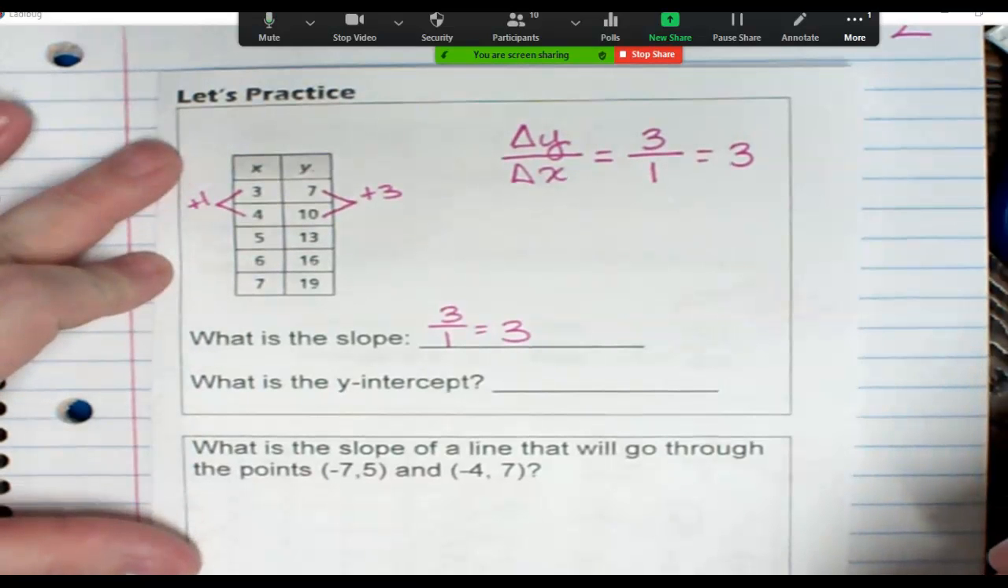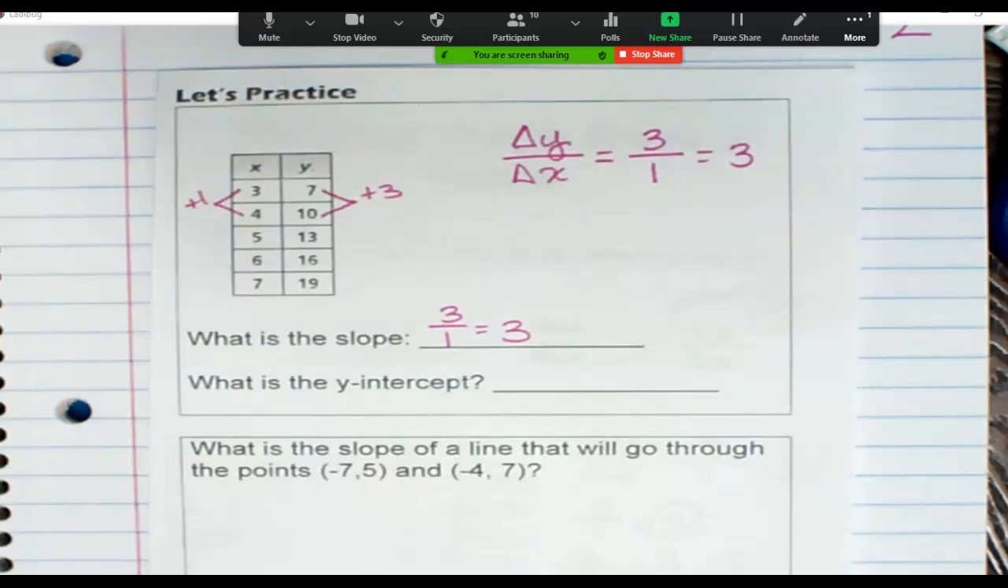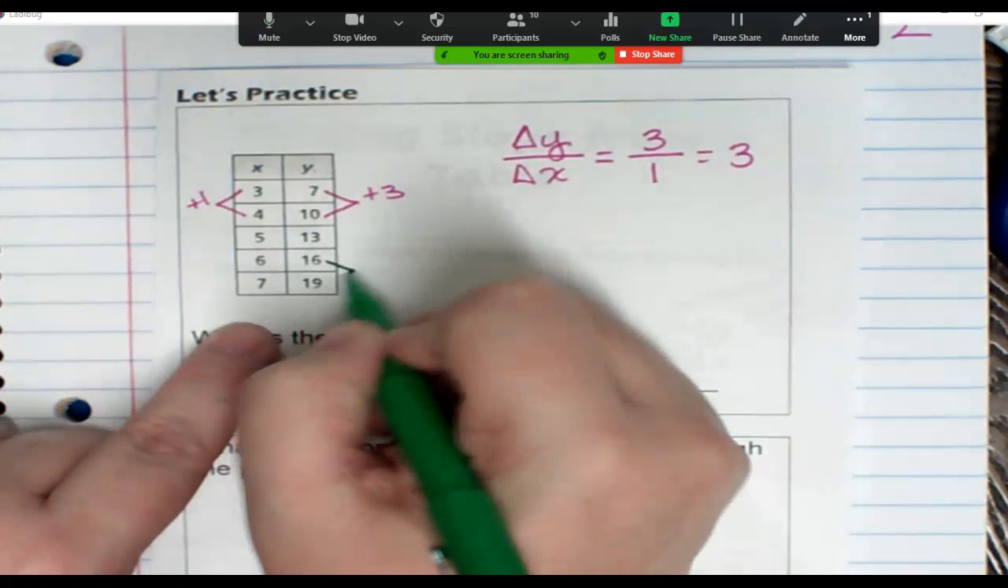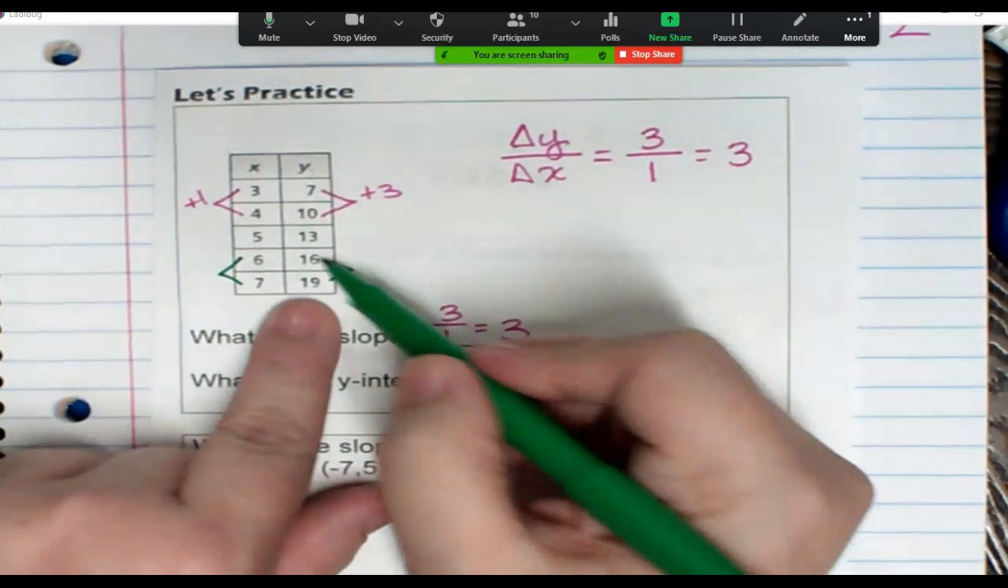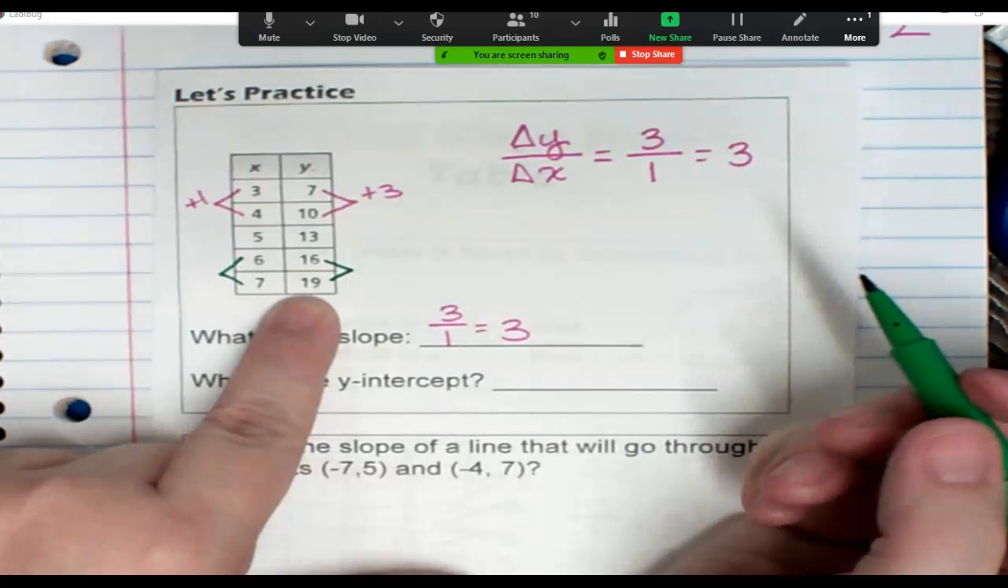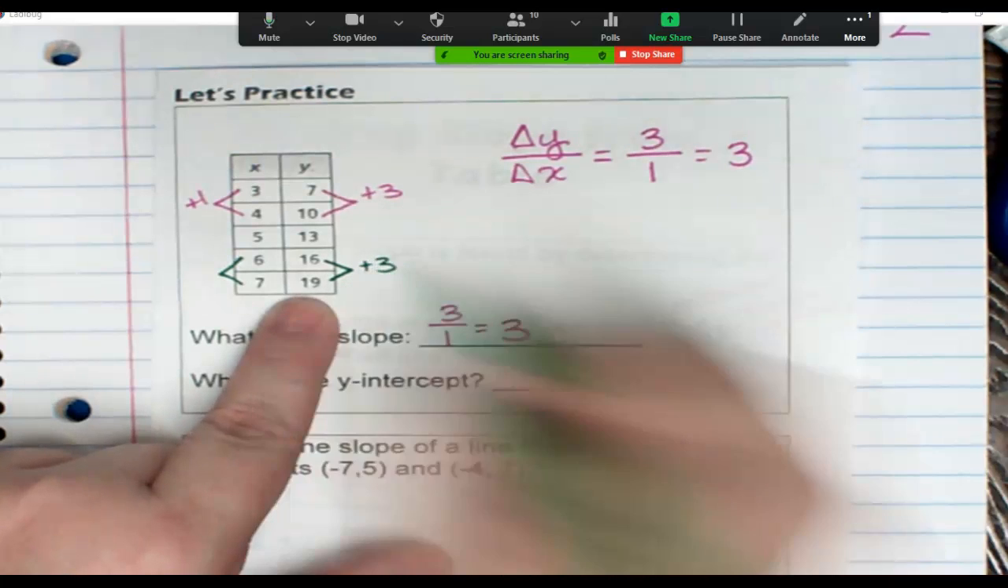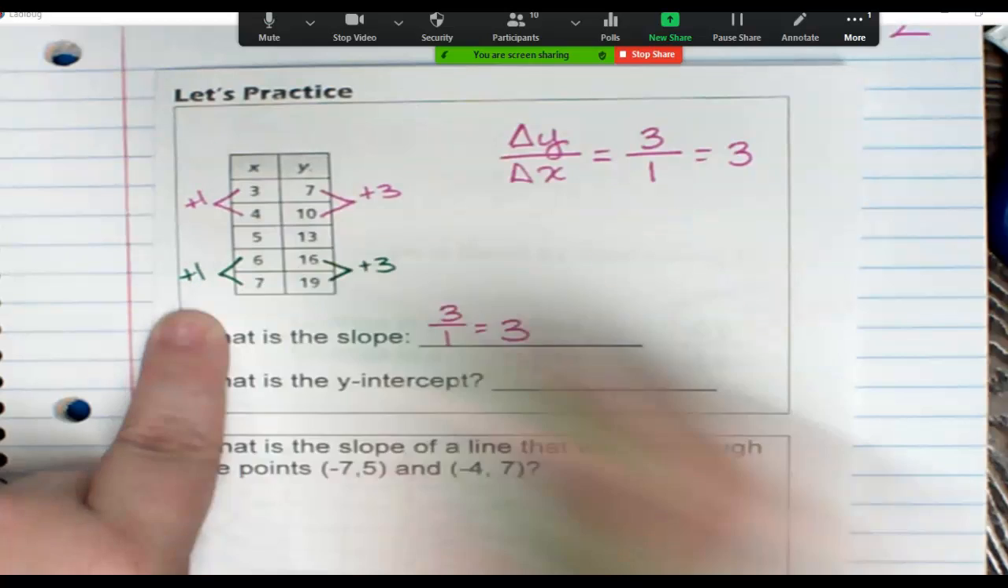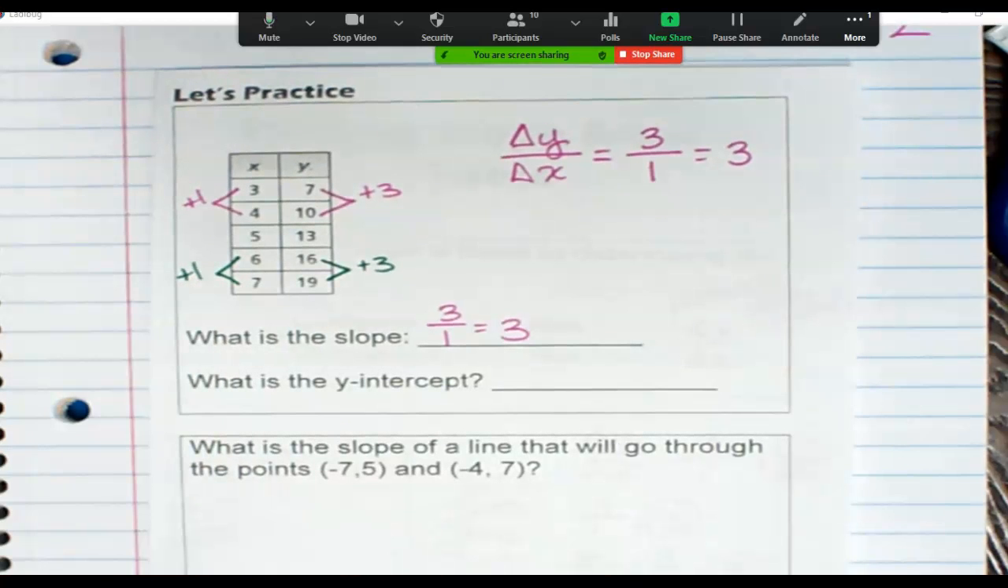I just want to know, is this still going to be the first y? I could have picked any points. I could have even gone down here. What is the change from 16 to 19? It's still plus 3 and a plus 1. No matter what 2 points you pick, you will have the same rate of change. You will have the same slope.